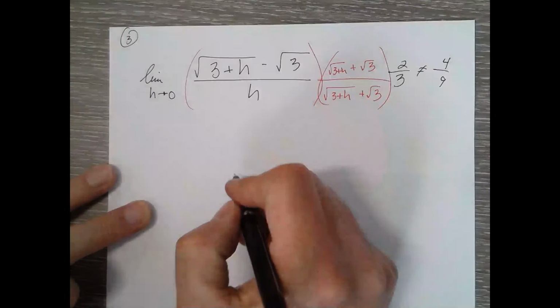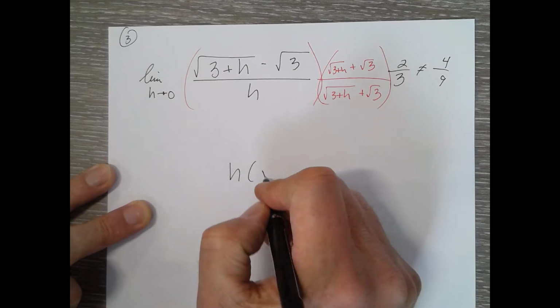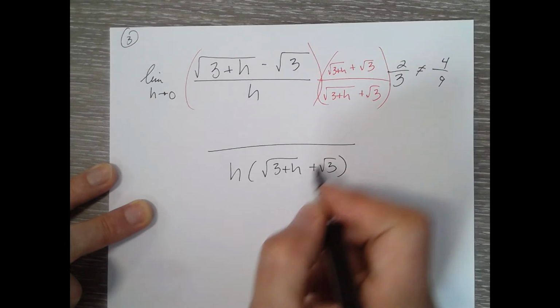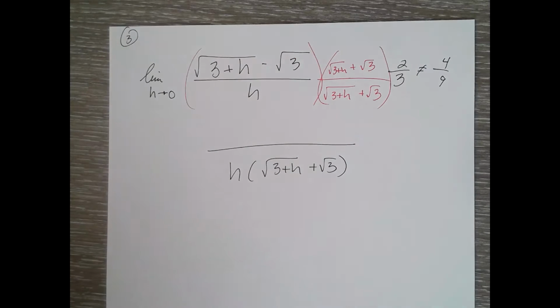The bottom, you can leave it as h times the square root of 3 plus h plus the square root of 3. That's what the bottom is already. Don't distribute it, just leave it in factored form. Try to clean up the top and see what you can do.